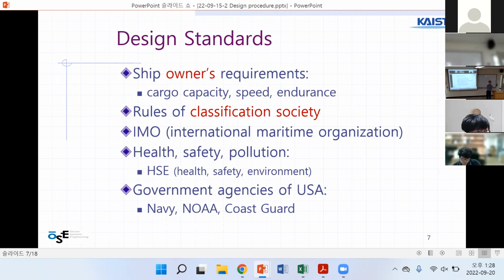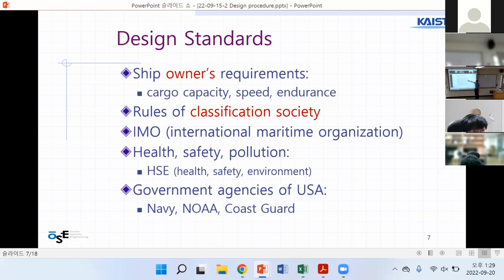Standards. There are many things. Owner's requirement: I want to build my home wood-made, two floors, long ground, kitchen, two toilets, something like that. That is a requirement for me, right? Cargo capacity, speed, endurance. Endurance is how long it travels without refueling. For electric cars nowadays, the endurance is important, right? 400 kilometers, 500 kilometers, 1,000 kilometers without charging. That is endurance.